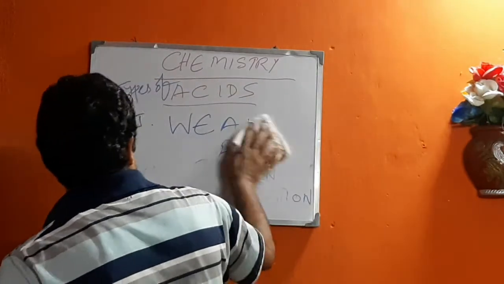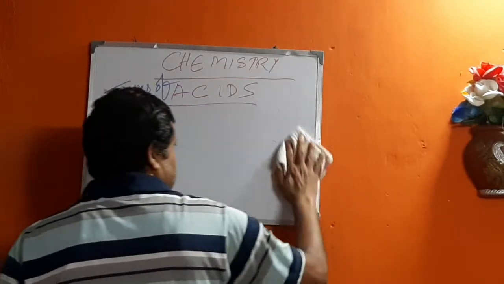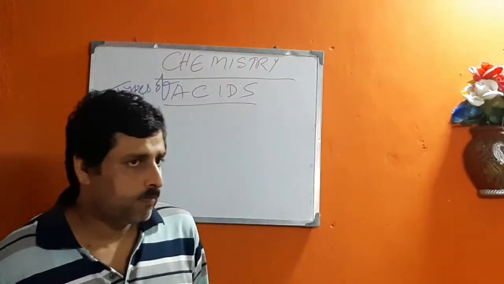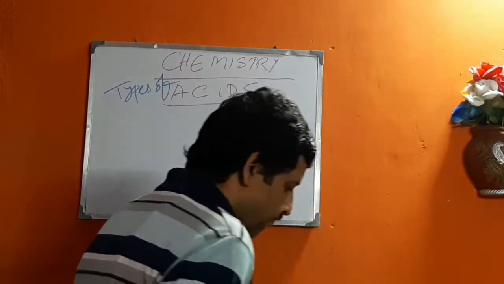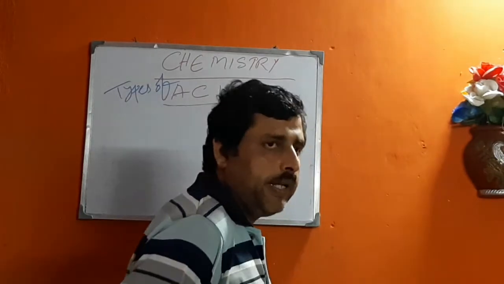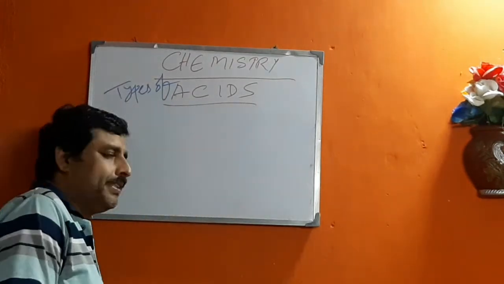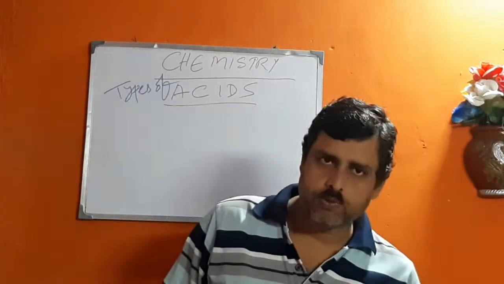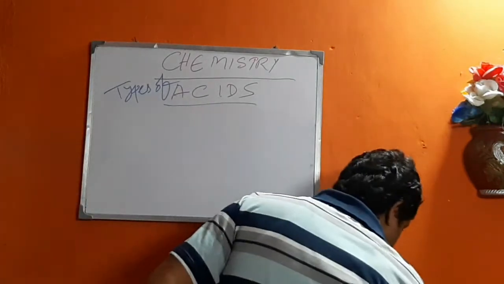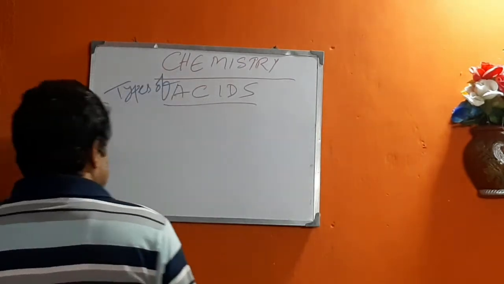There are more examples. For strong acids: hydrochloric acid, nitric acid, sulfuric acid. Similarly, examples of weak acids are oxalic acid, formic acid, acetic acid, etc. And one mineral acid, carbonic acid, is also a weak acid. So, depending upon the strength, acids can be classified into two groups, strong and weak. Similarly, in another way, acids can be classified into groups depending upon their basicity.